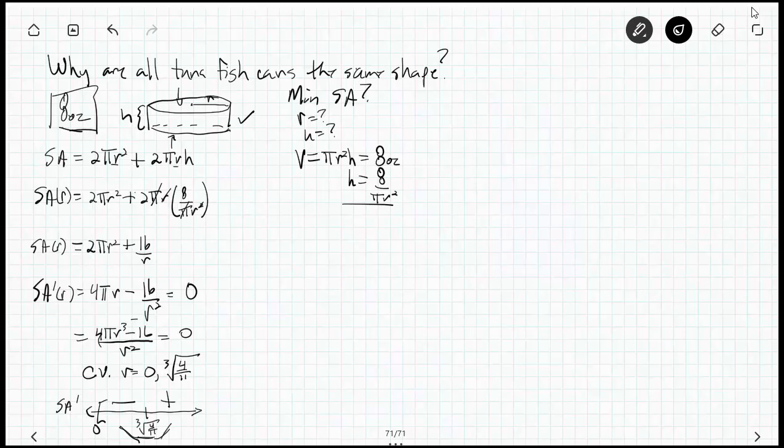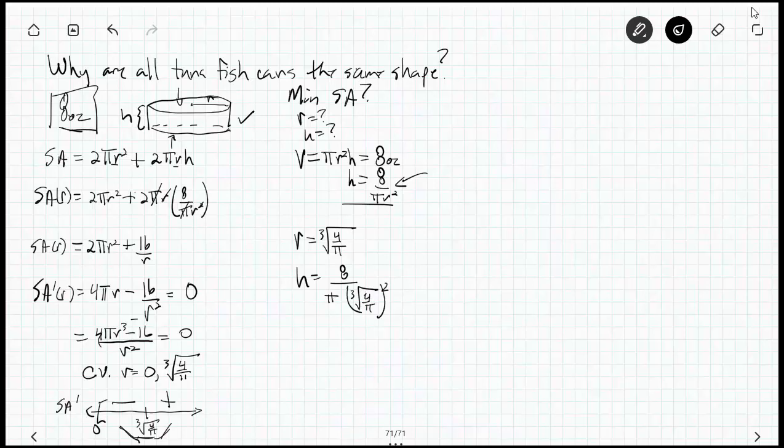Now the question is, have I answered the question? Have I found r and h? No, I found r. I know that r is the cube root of 4 over pi. What do I know that h is? Oh, wait, I can go back to my shoehorn. Look at that, it's tailor-made. It's just sitting there waiting for me. And I end up with 8 over pi times r squared, which is the cube root of 4 over pi, and that guy is squared.